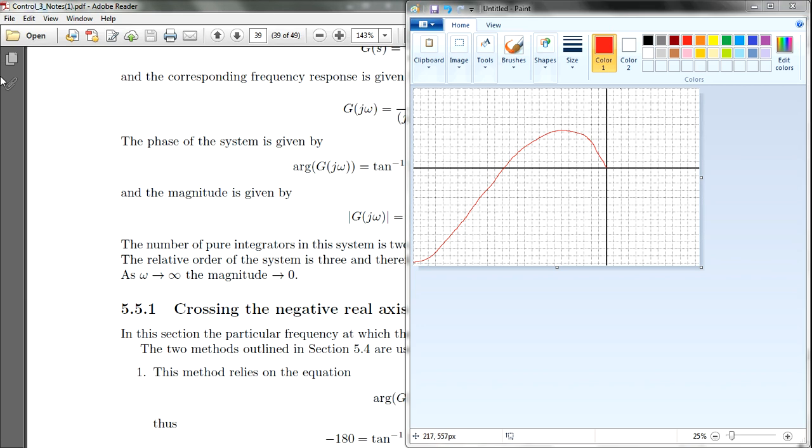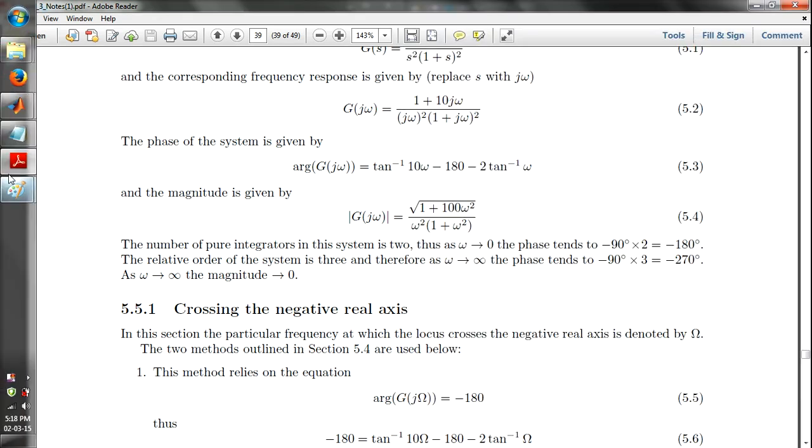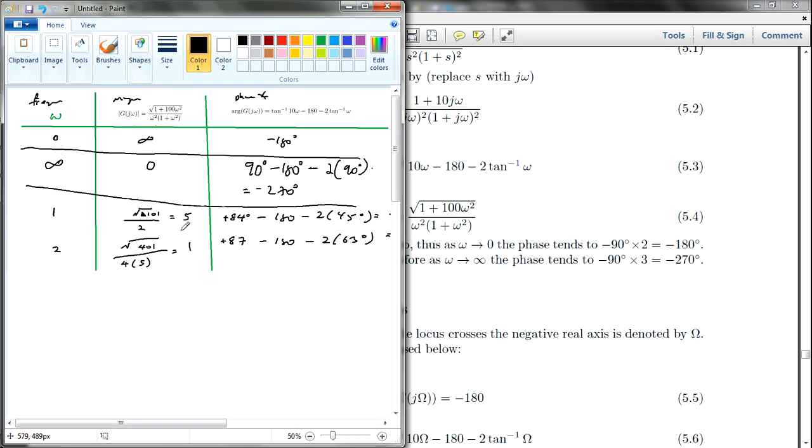In the previous video we talked about the Nyquist plot, plotting this curve using the table. I haven't finished plotting the other points. Typically you first plot the point when frequency equals zero, then when frequency equals infinity, and after that when the frequency equals 1, 2, and then maybe 5, 10.